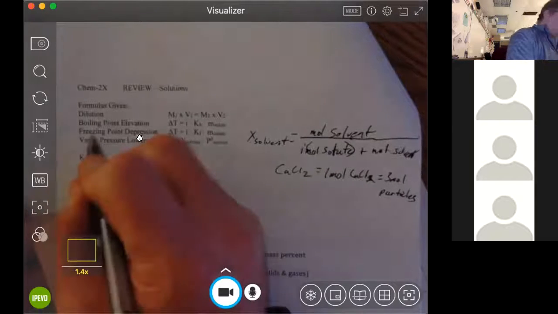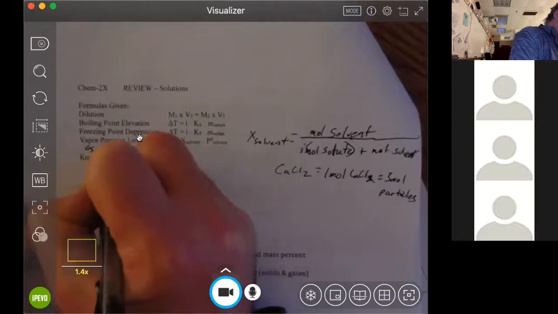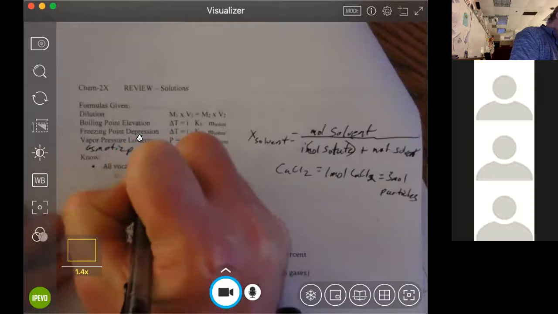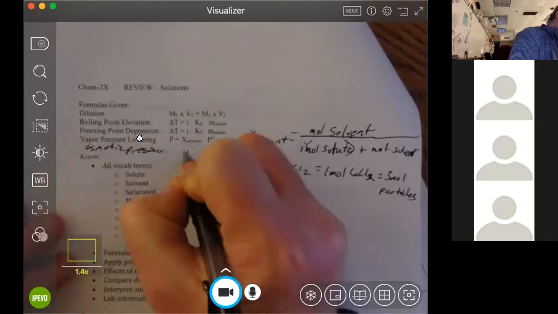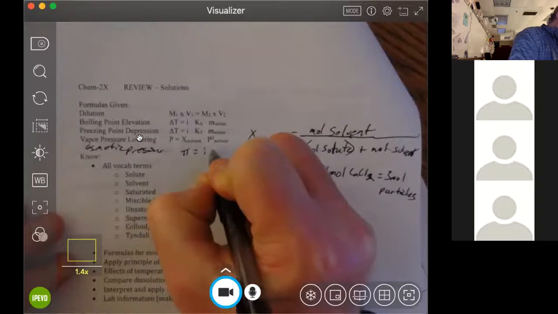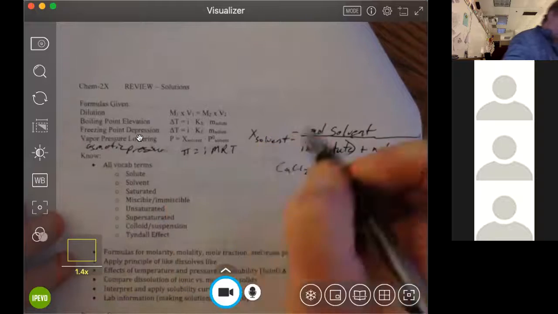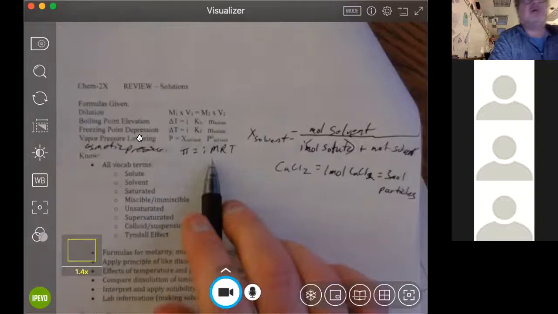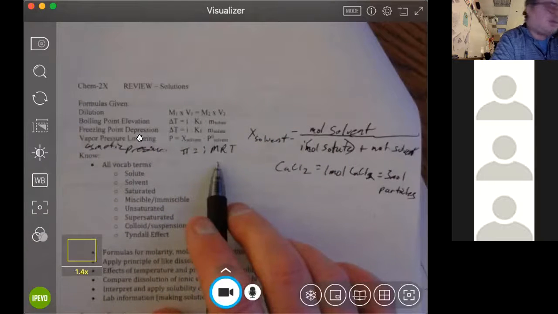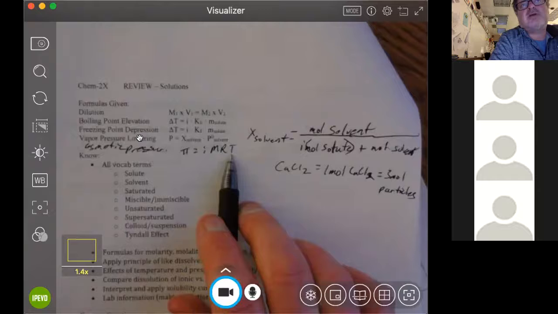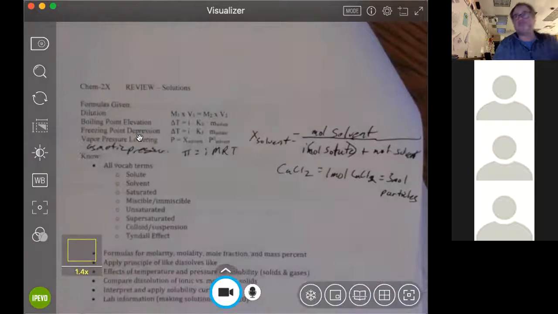And then the other formula here is osmotic pressure. And that is pi equals i M R T, with that R constant being whatever you want the pressure to be in. Don't forget, since you have that R constant, you need to make sure your temperature is in Kelvin.